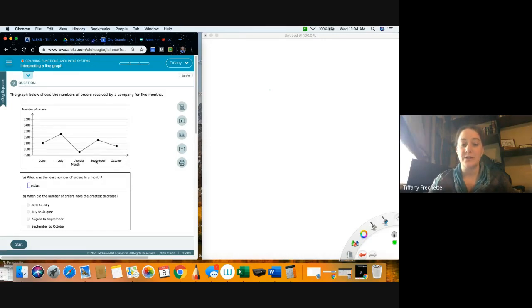So first, we do need to understand what the two axes represent. So number of orders is going up the side, month is going along the bottom. And then the dots here show us the values. So if I go to June and I go to the dot right here, then it looks like I had 2,100 orders. If I go to July and I go up to the dot, then it looks like I had roughly 2,250 because it's right in between 2,200 and 2,300. So being able to interpret it just means understanding what it is showing you.